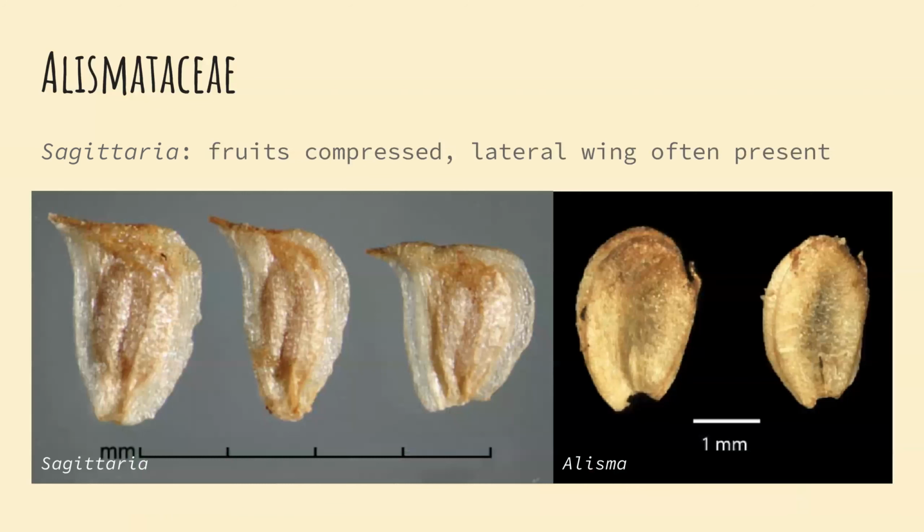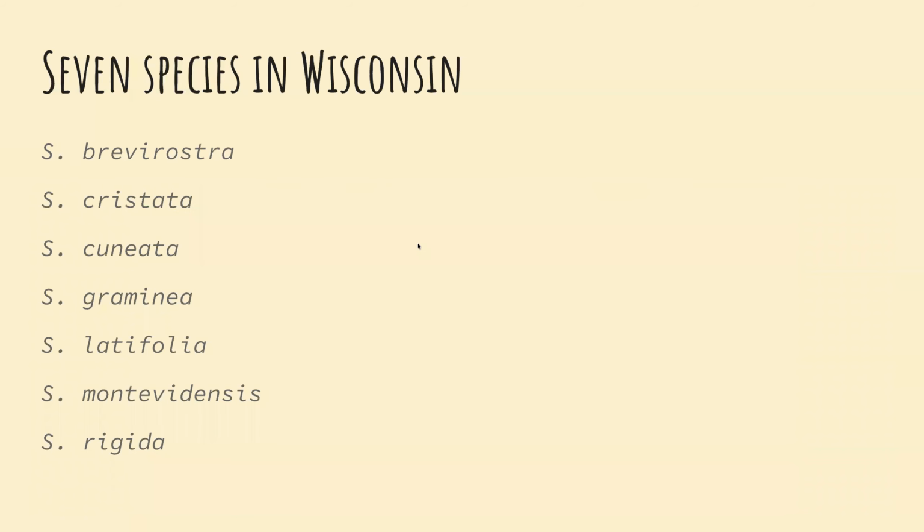Another one, last one here, is the type of the achenes. So achenes have much more flattened fruits, and more often with this lateral wing, as we'll see, is sometimes useful for telling species apart of Sagittaria. Okay, so these are our species.